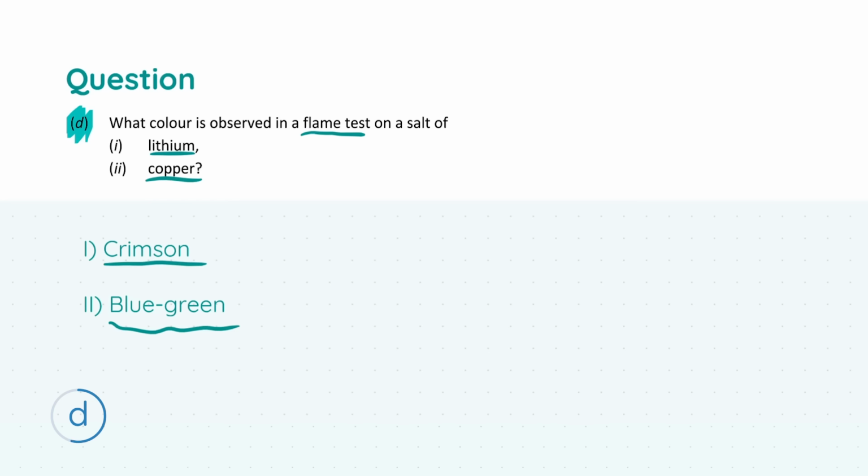Now there's a few more colors that you might need to learn off for a couple other salts, and I highly recommend you do so.